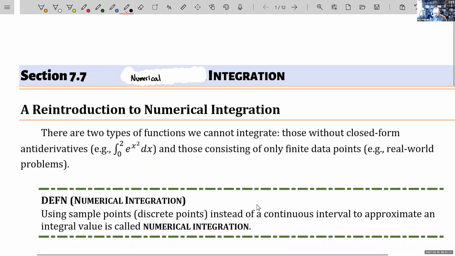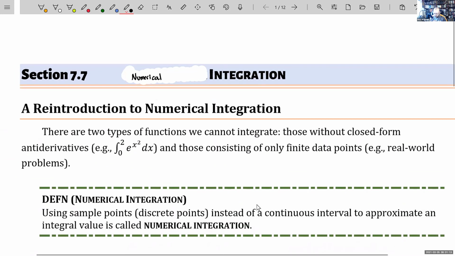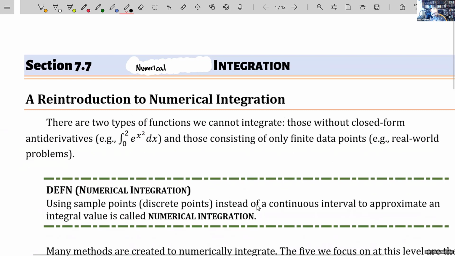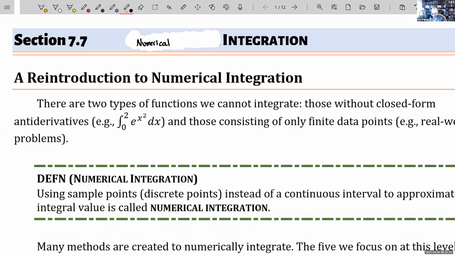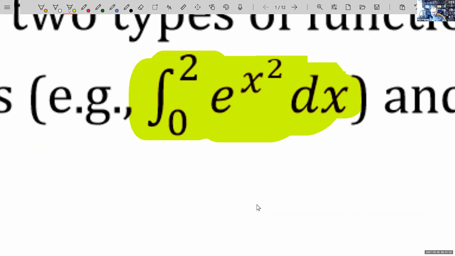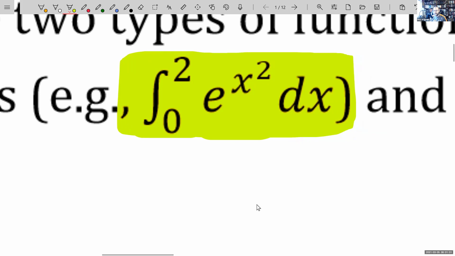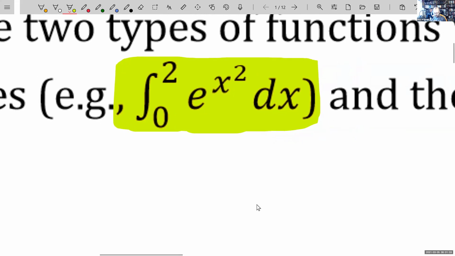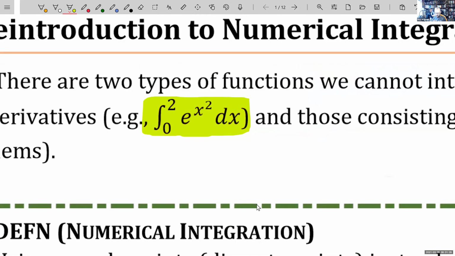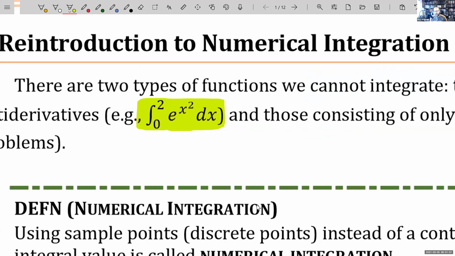There are two types of functions we cannot integrate. Those without a closed form antiderivative. For example, this right here. Good luck integrating that. Have fun. You will not be able to integrate it no matter how you try. That is a non-elementary function, which means it is not integrable. You cannot integrate e to the x squared. That's one of the infinite number of types of functions you cannot integrate.